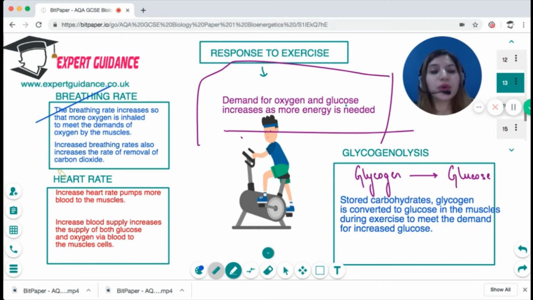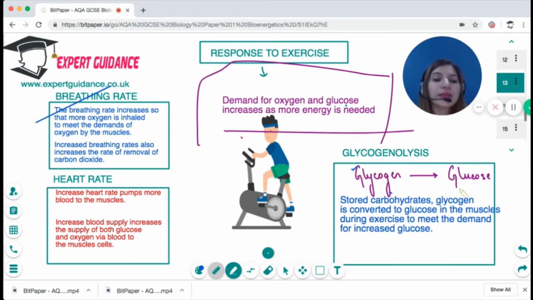Next, the glucose is transported into the body via blood. Okay, and the blood is pumped by the heart. So to meet the demand for increasing glucose, your heart rate increases. It pumps more blood to the muscles, increases blood supply, increases the supply of both glucose and oxygen via blood to a muscle cell. Okay, and your body stores excess glucose as glycogen.